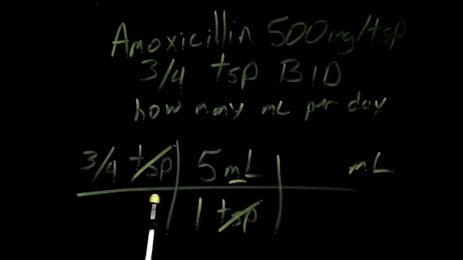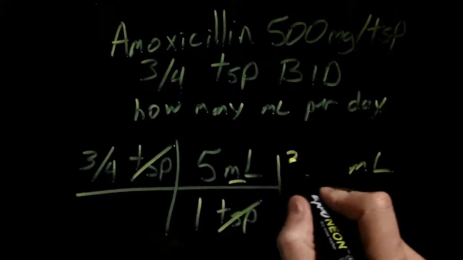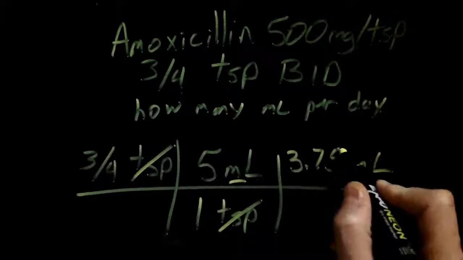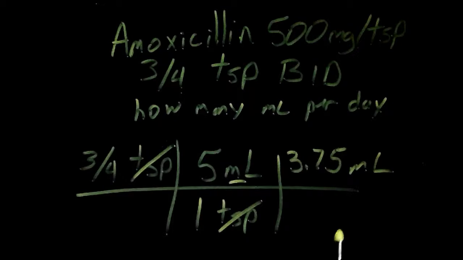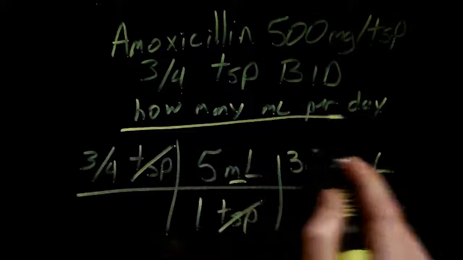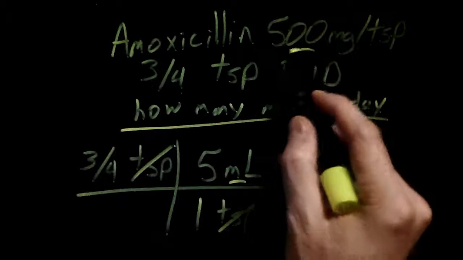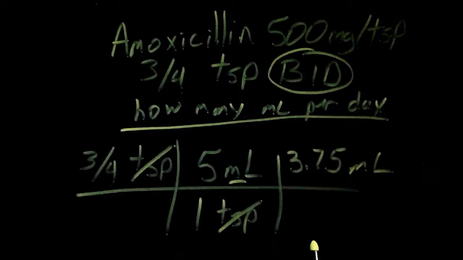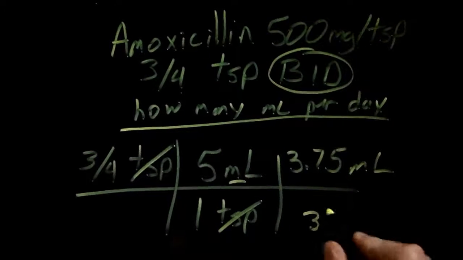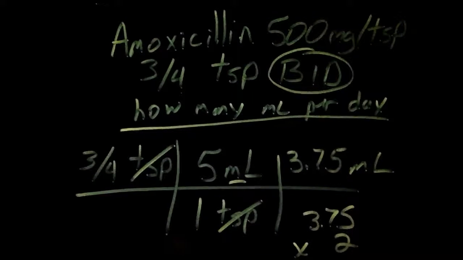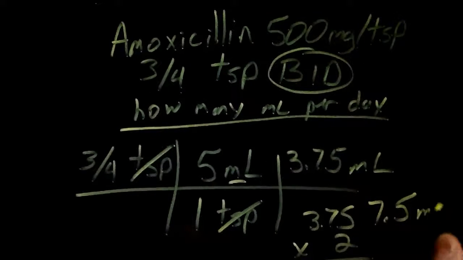If you'll get your calculator out, you'll see that 3/4 times 5 is 3.75 milliliters. Again, very simple. Now that is how much is taken per dose. 3.75 milliliters per dose. But the question wasn't that, it was how many milliliters per day. Well, now we're going to have to look at this. BID, we're giving it twice a day. So I'm going to have to do 3.75 times 2 to get the correct answer. And that is going to be 7.5 milliliters.